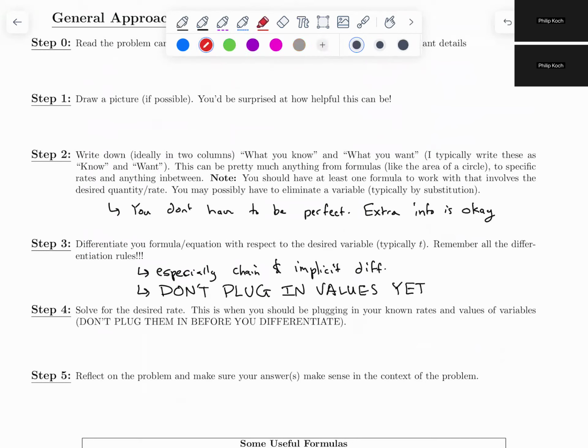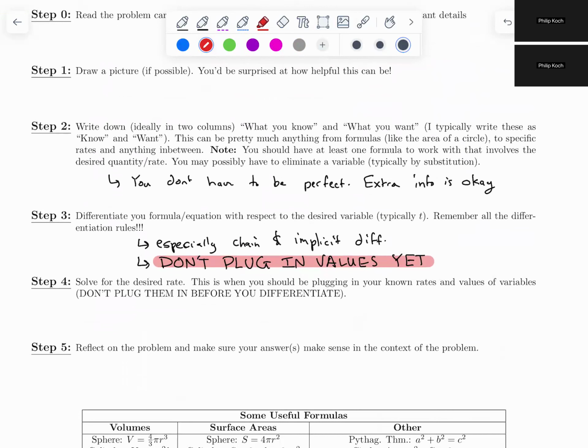Don't plug in values yet. Please, please, please. It's a bigger highlighter. If you plug in values early on, finite values, then you're saying that the thing isn't changing. It's fixed. If you plug in a number early, then it becomes fixed instead of a rate. And so we'll see that in action in a second.